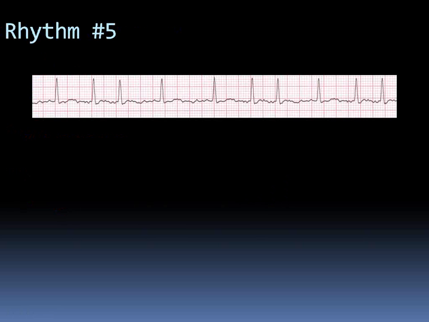All right. So with this, we go on to our next rhythm strip. What do you guys think is the rhythm in this ECG strip?